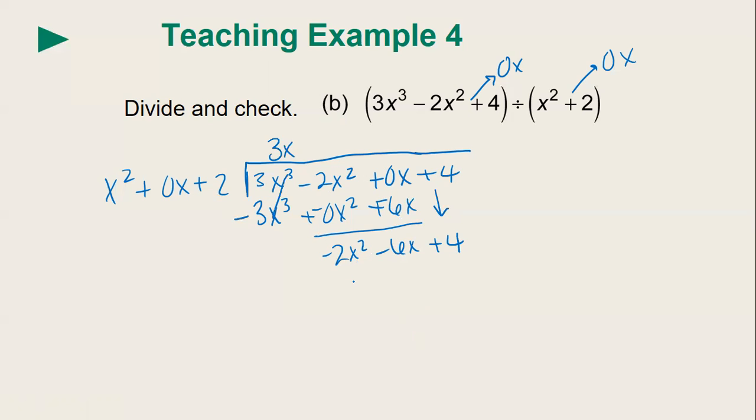All right, now we divide again because this is still equal to the same power, right? So we have negative 2x squared divided by x squared. What do we get? Negative 2. Now we're going to multiply. So we have negative 2x squared minus 0x minus 4. Then we're going to change our signs because we're going to subtract.